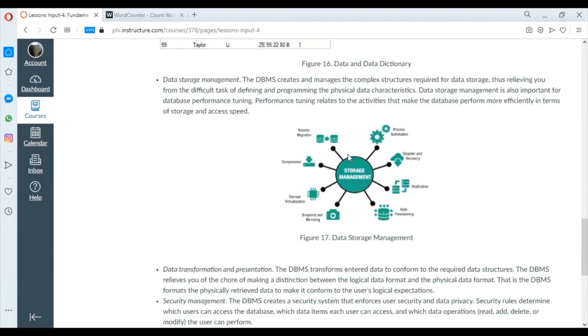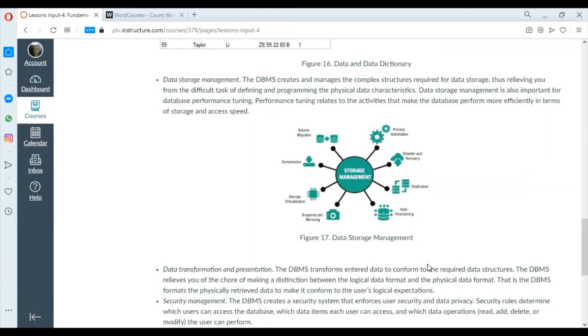Going back to the database, we have the volume migration. When we move our database from one system to another or from one location to another, we have process automation, automatically doing intended processes, such as automatic backup, automatic copying of data, triggering of certain events. We have disaster and recovery, which is also related to snapshot and mirroring. Replication, which could also be intended for volume migration or disaster and recovery or snapshot and mirroring. And then we also have auto provisioning, which is automatically increasing the size of our database as well as the memory of our database.